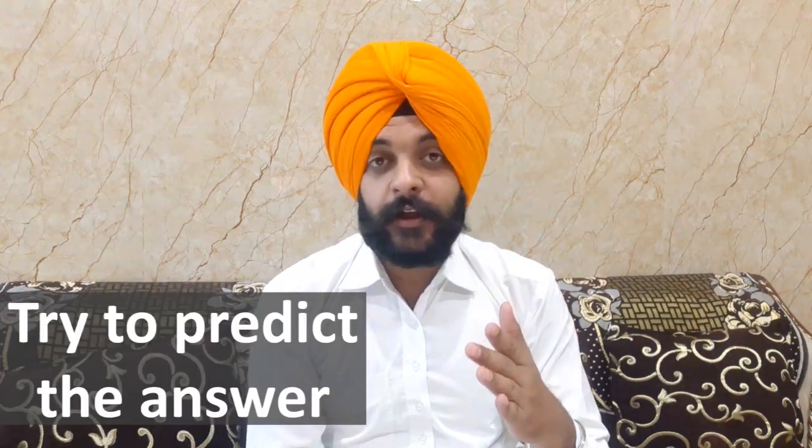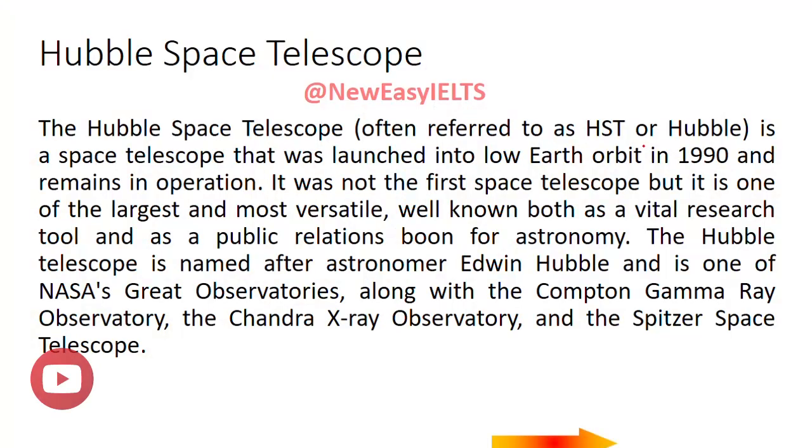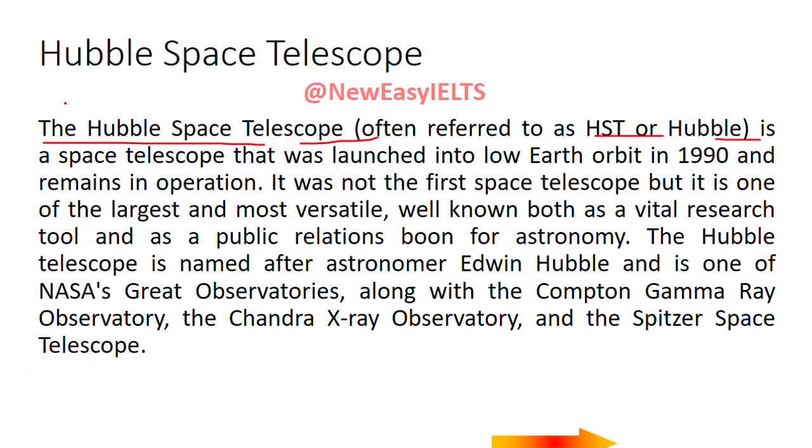So what we have to find out is Hubble Space Telescope was dash in 1990. It can be launched, it can be installed, it can be started, or the whole project can be proposed. So we have to find those keywords: the launching, installation, proposed, starting of the project, or something like that. So we go to the first page and find the keywords. The Hubble Space Telescope, often referred to as HST or Hubble, is a space telescope that was launched into low Earth orbit in 1990.